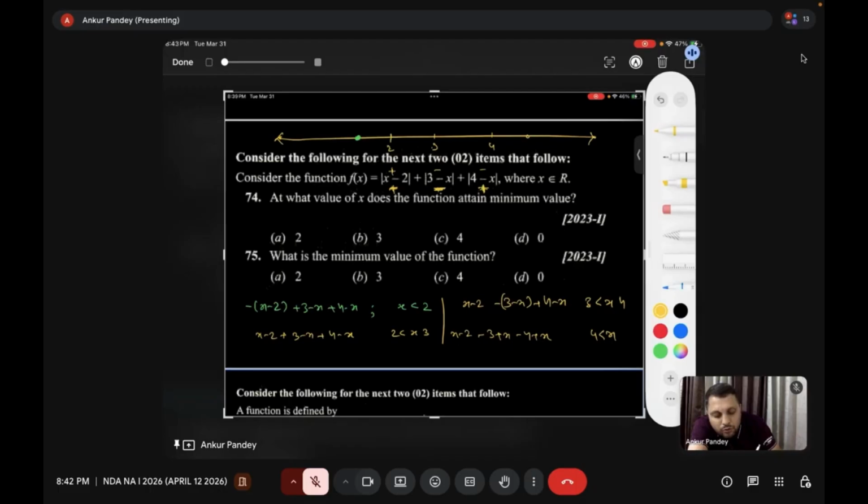So if I put x equal to 2, I am getting 0, 1, 2. 3 is the answer. When I put x equal to 3, I am getting 1, 0, 1. 2 is the answer. When I put x equal to 4, I am getting 2 plus 1 plus 0. 3 is the answer. When I put x equal to 0, I am getting 2, 3 and 4. 9 is the answer. So the function attains its minimum value where? At x equal to 3. And what is the minimum value? 2. Understood?